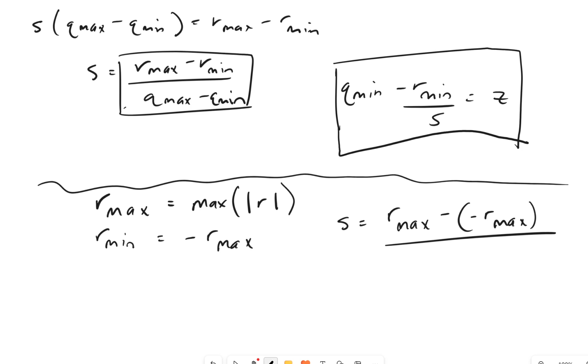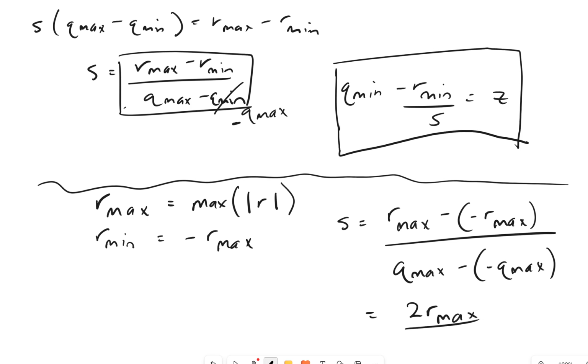And so the denominator now is going to be Q max minus Q min, because that was the range of the quantized range, but we replaced Q min with negative Q max now. So this is going to be Q max minus negative Q max. As you can see, the top is just R max plus R max, and the bottom is just Q max plus Q max. So we're going to get 2 R max divided by 2 Q max, and then these cancel out. And so what you're left with is R max divided by Q max. And so that's our new scale parameter.